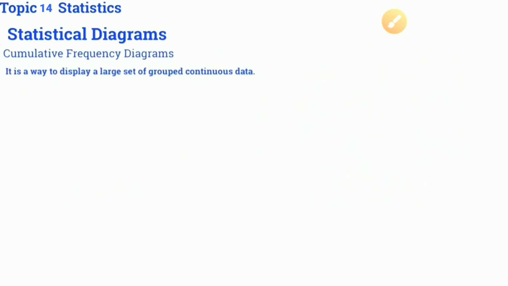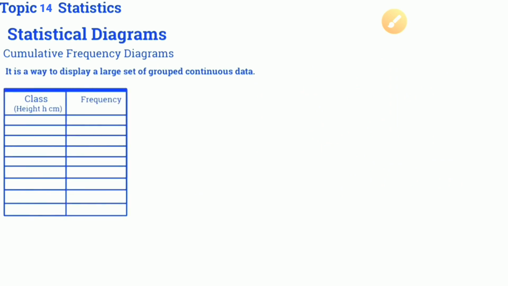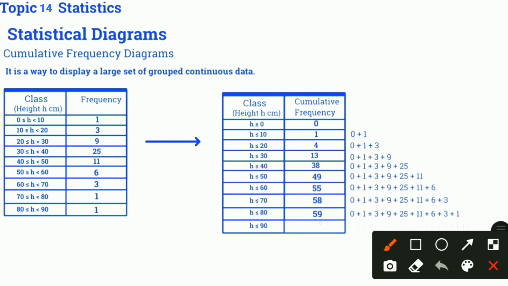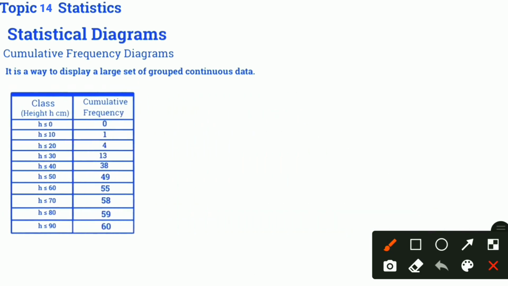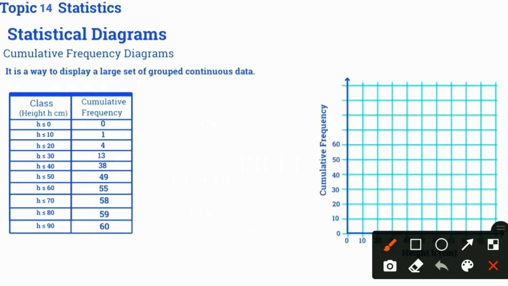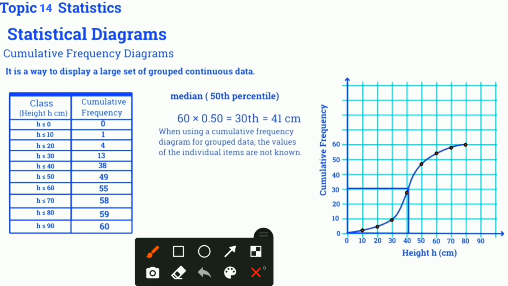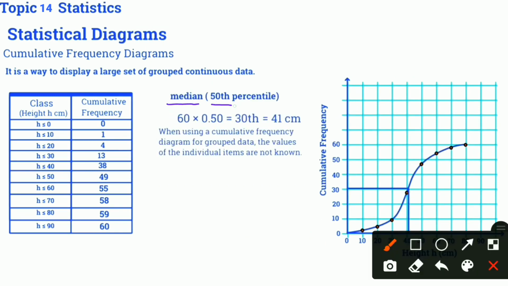Cumulative frequency diagram. It is a way to display a large set of grouped continuous data. Again, this table with class and frequency. Now we're going to convert this into a cumulative frequency. Look at that, it's adding up and adding up. This is the cumulative frequency, and then we draw the diagram and find the median, the 50th percentile.